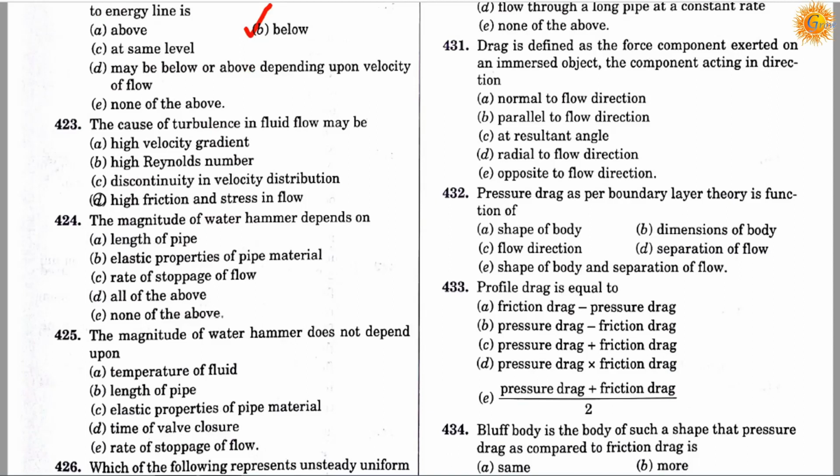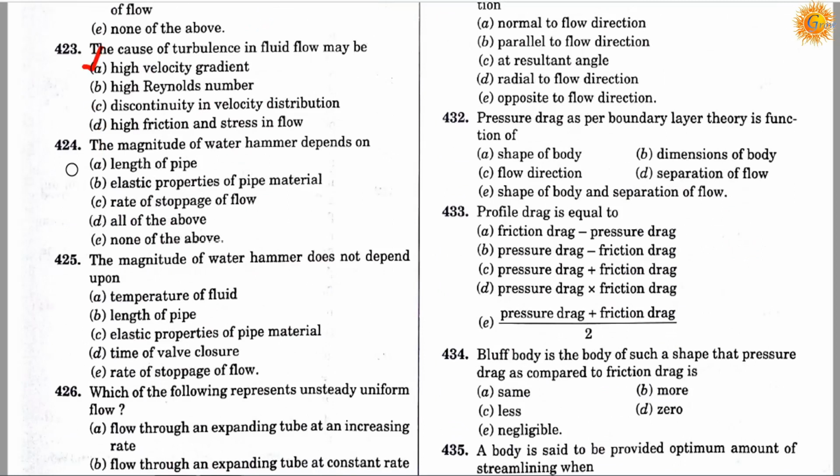Question number 423. The cause of turbulence in fluid flow may be: option A, high velocity gradient; option B, high Reynolds number; option C, discontinuity in velocity distribution; option D, high friction and stress in flow. So correct answer is A, it's high velocity gradient.